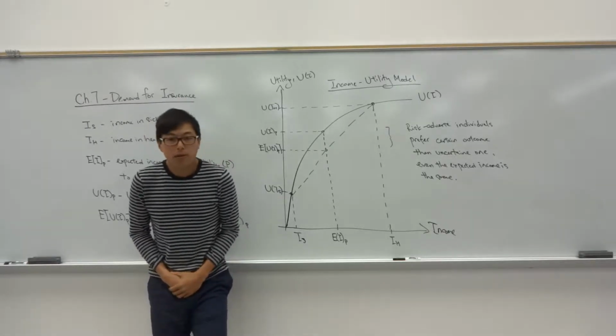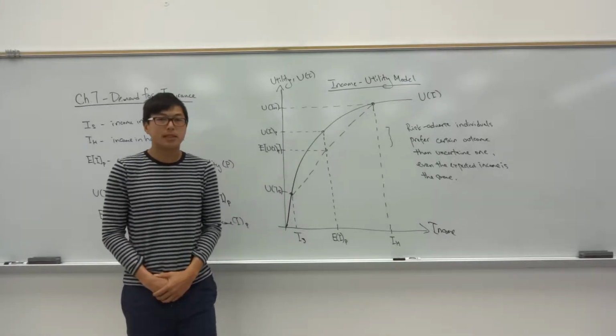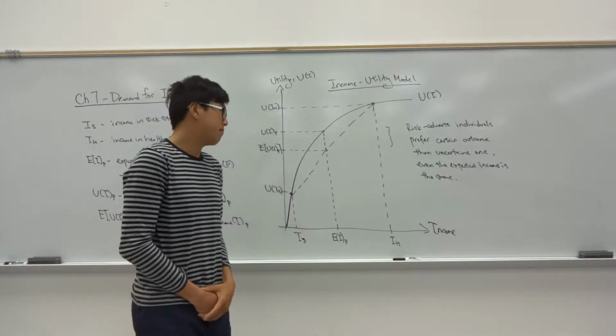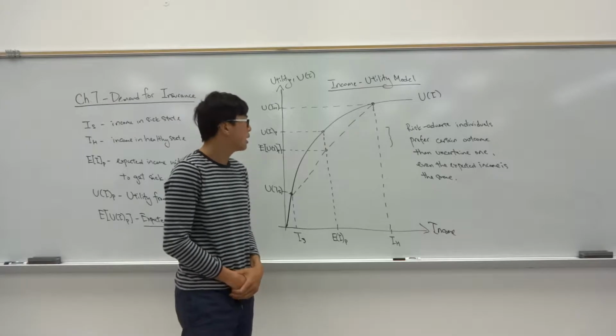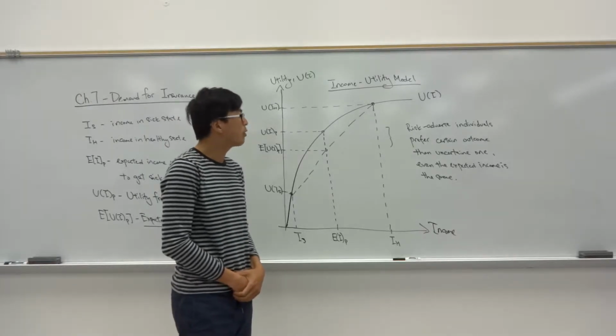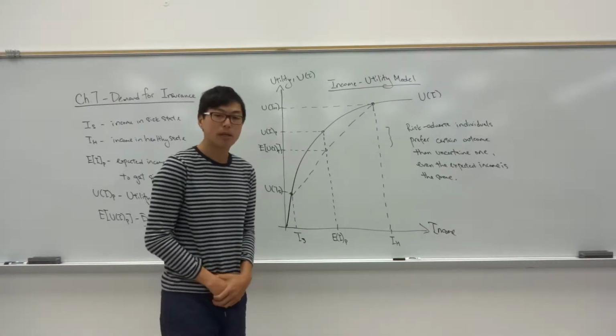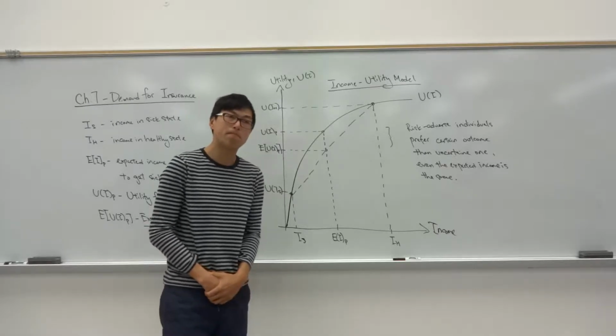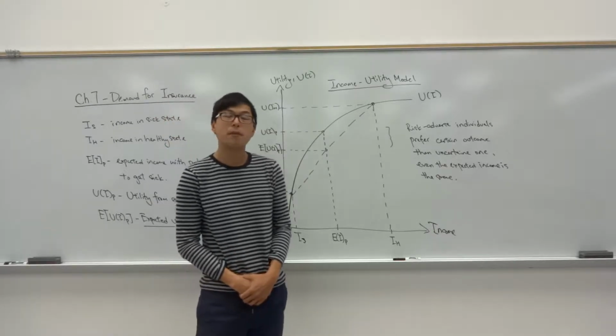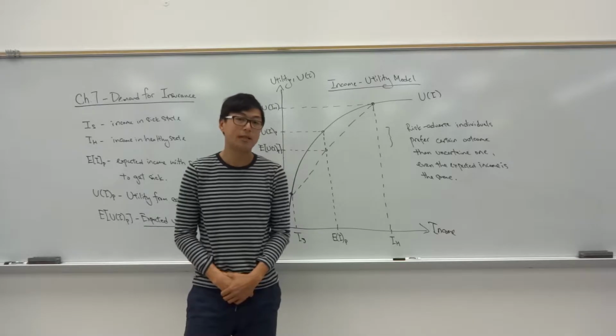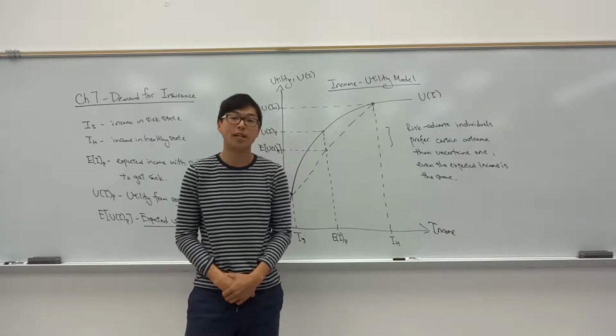So we will use this model to explain insurance and the demand for insurance. And not only that, we are going to use some examples to illustrate how people choose different types of insurance contracts.